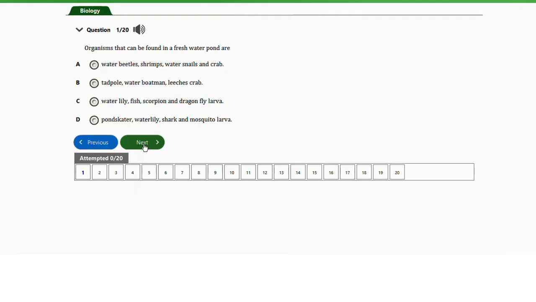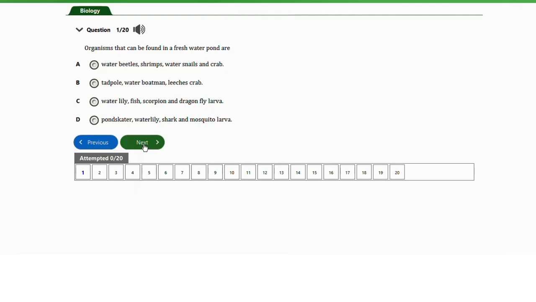Organisms that can be found in a freshwater pond are A. Water beetles, shrimp, water snails, and crab. B. Tadpole, water boatman, leeches, crab. C. Water lily, fish, scorpion, and dragonfly larva. D. Pond skater, water lily, shark, and mosquito larva.